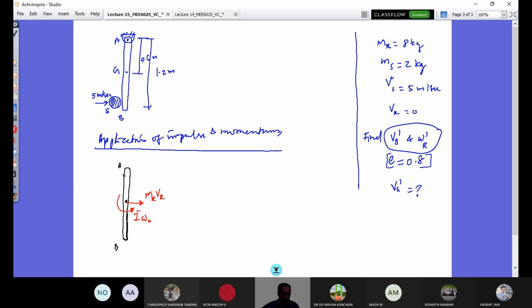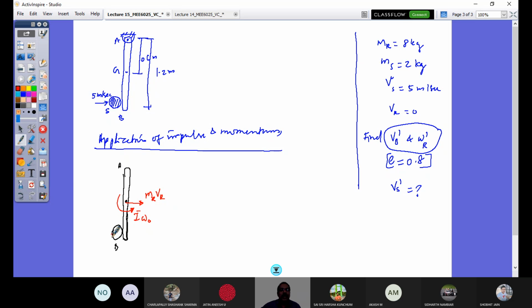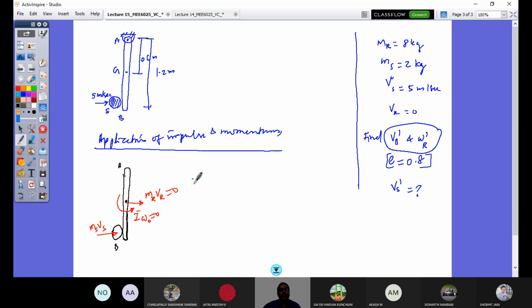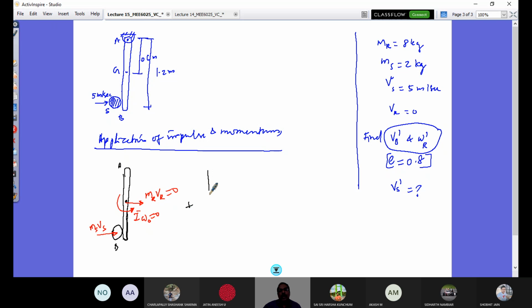Please be patient. So here I have the system of bodies, one is the spear, another one is the rod. At the time of contact, its linear momentum is m_s v_s. And for the rod, since it is stationary at the beginning, v_r is 0, and this is also going to be 0. So this, plus the total impulse that is acting on this.